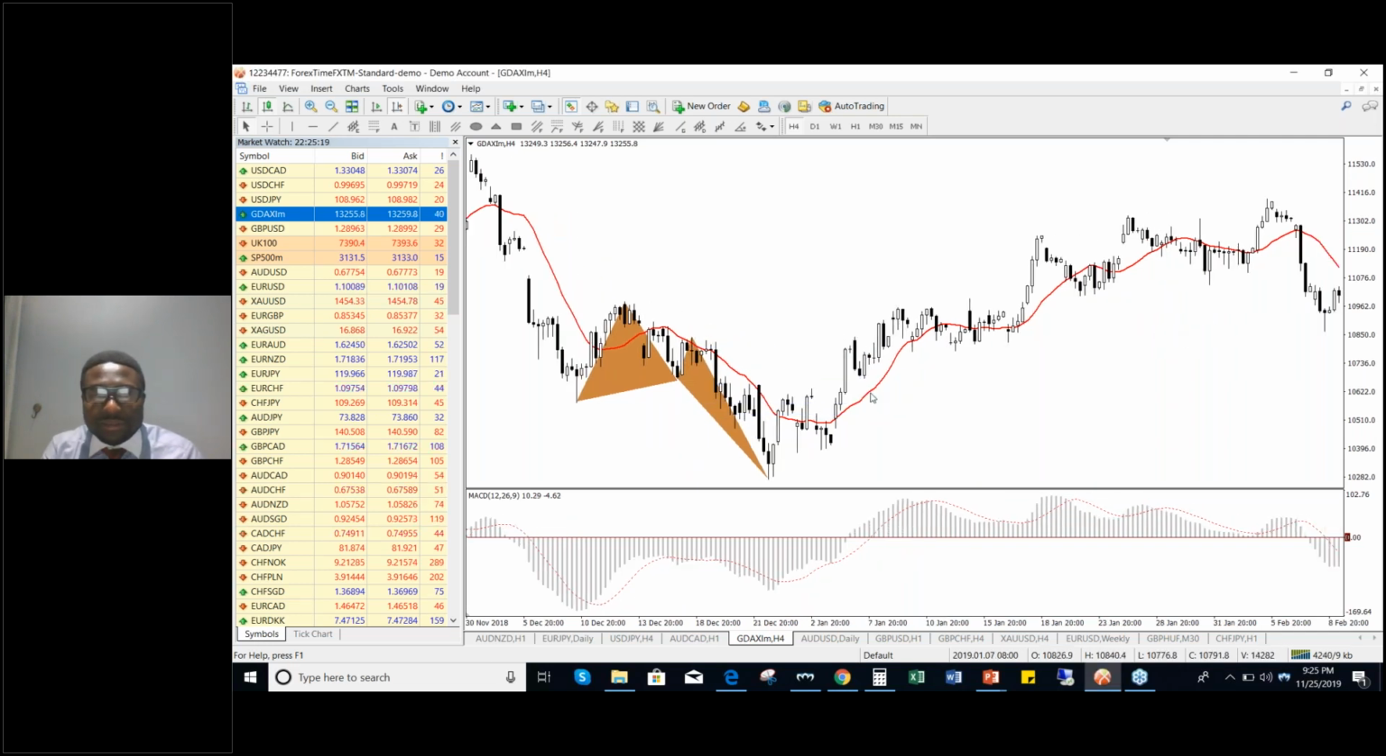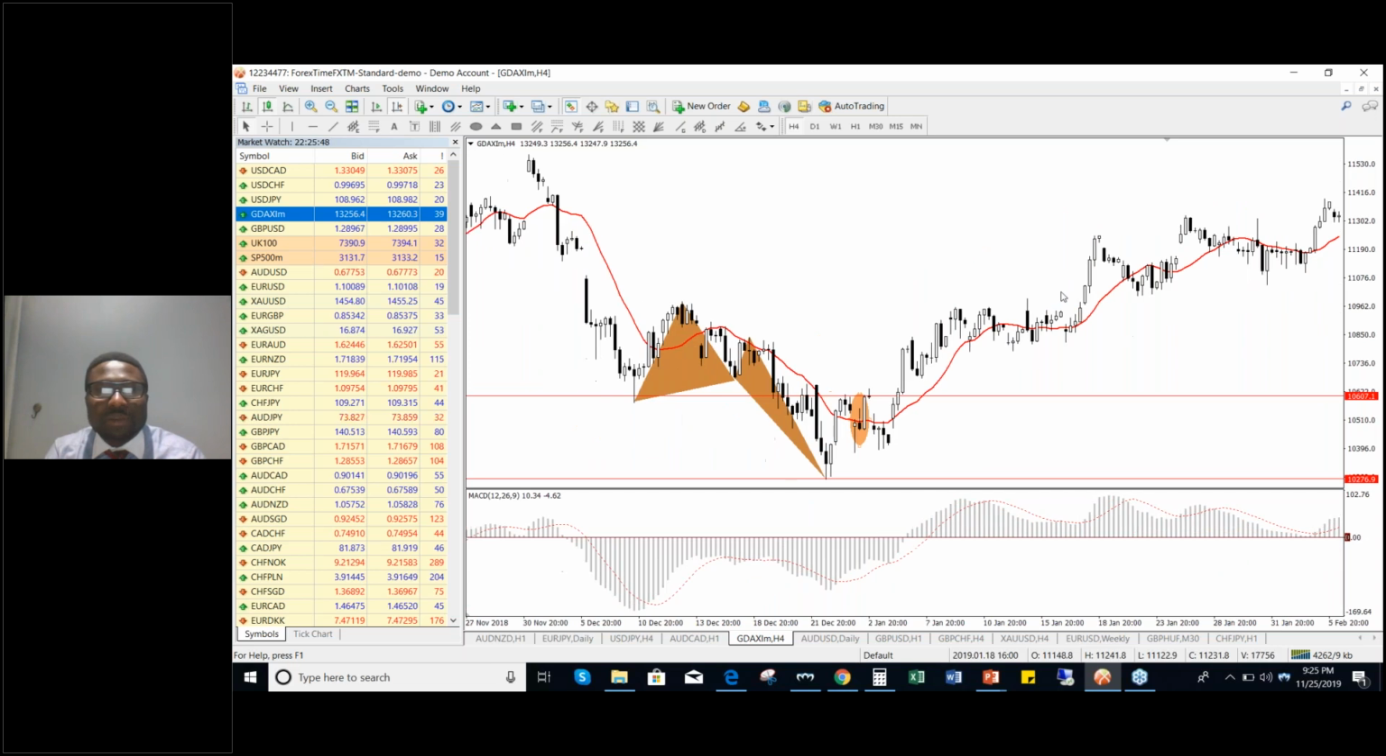The next thing is to take my first entry. My entry will be the bullish engulfing that closes above the moving average 14. And here we have that bullish engulfing. Can you see it? Very strong bullish engulfing. So this becomes my entry point, and then point D becomes my stop loss.